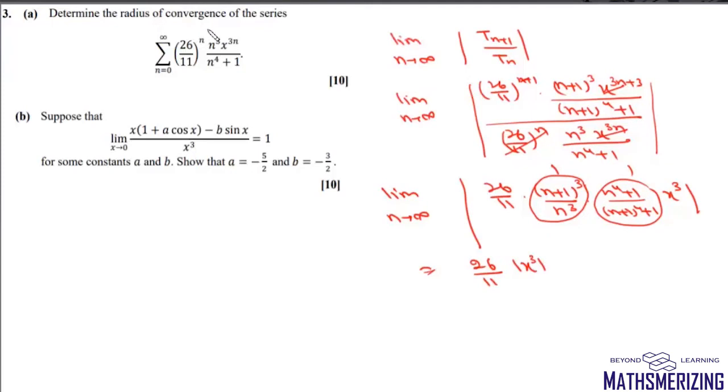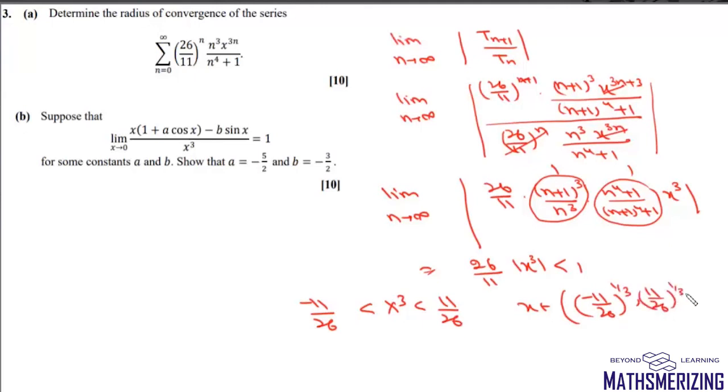Now if the series converges, then this value should be less than 1. So from here we can write x cube must lie between minus 11 by 26 to plus 11 by 26. So the interval in which this series converges is x belongs to minus 11 upon 26 to the power 1 by 3 to 11 upon 26 to the power 1 by 3. Now what is the radius of convergence? Radius of convergence is half of the length of this interval, which is 11 by 26 to the power 1 by 3. And that is the answer to this question.